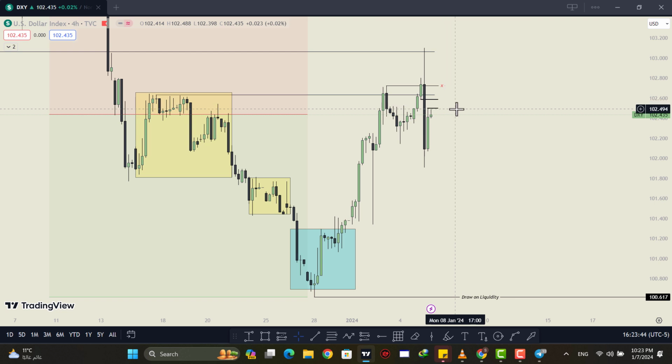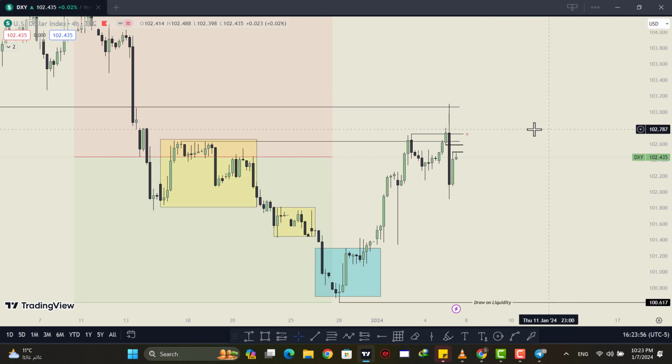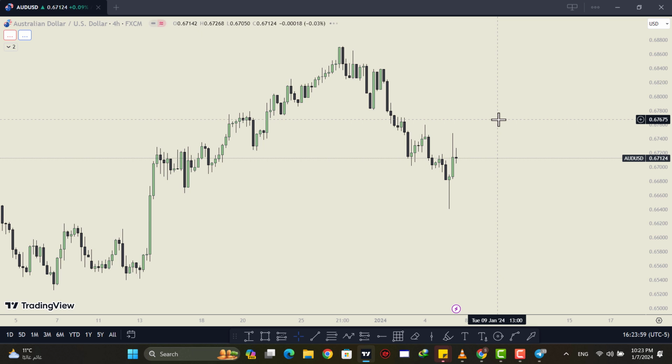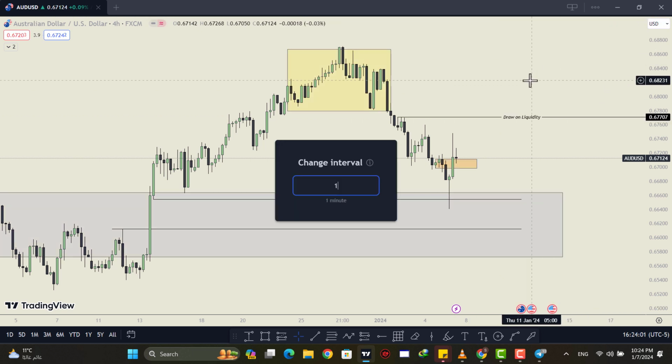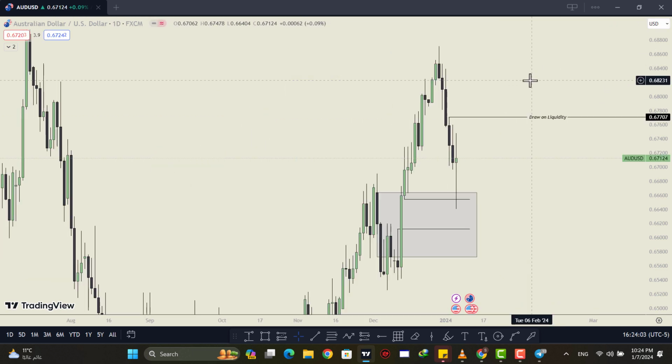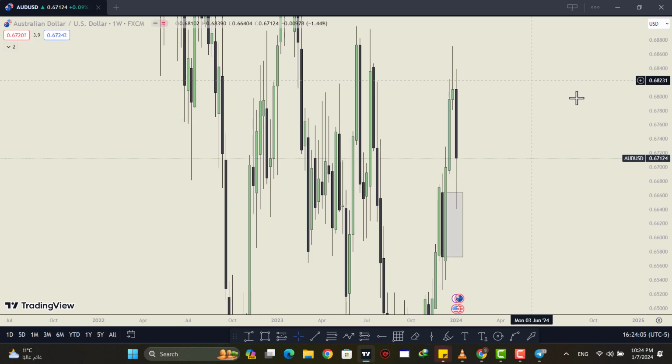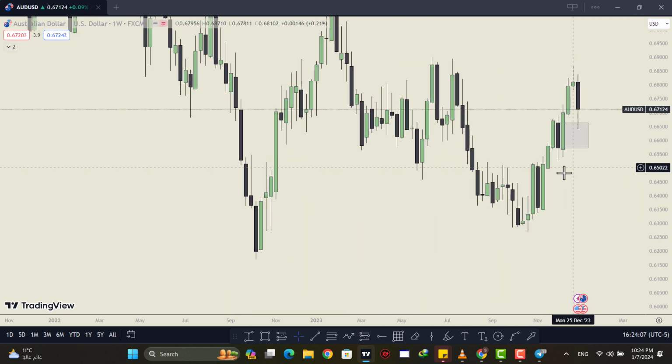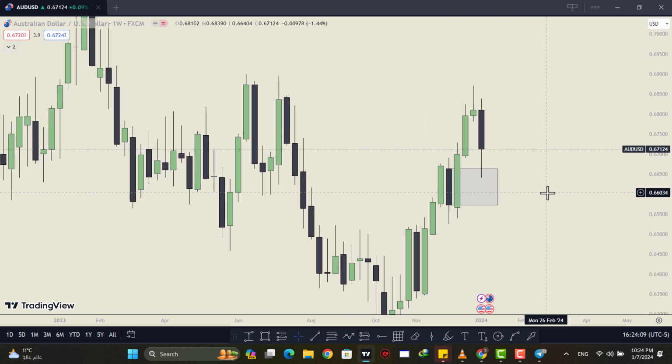So DXY is bearish, meaning we're gonna buy the XUSD pairs, right? Like EU or GU or the Australian dollar against the US dollar, right? So this is DXY, and let's move on to another pair. And this is the Australian dollar against the US dollar, right? Let's start with the weekly time frame.